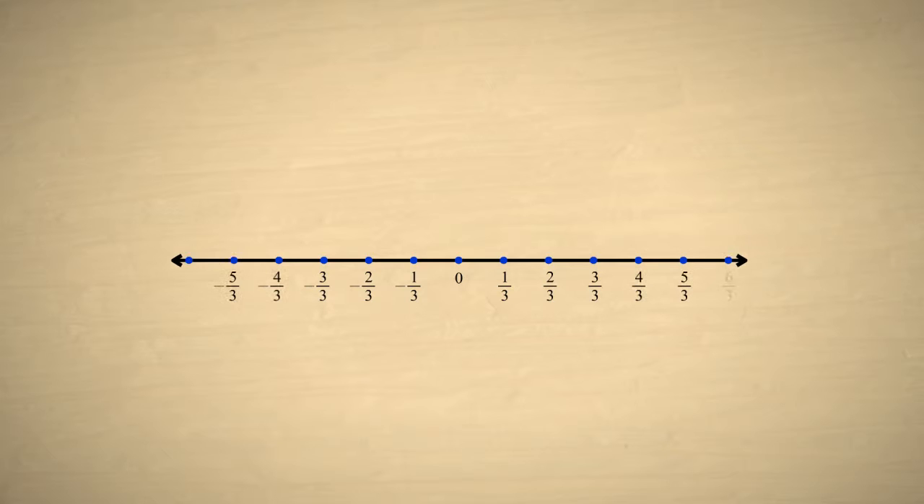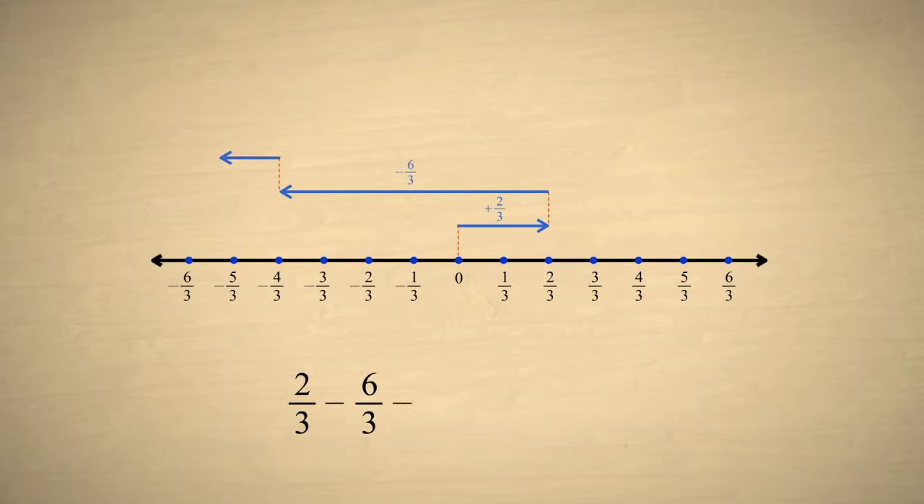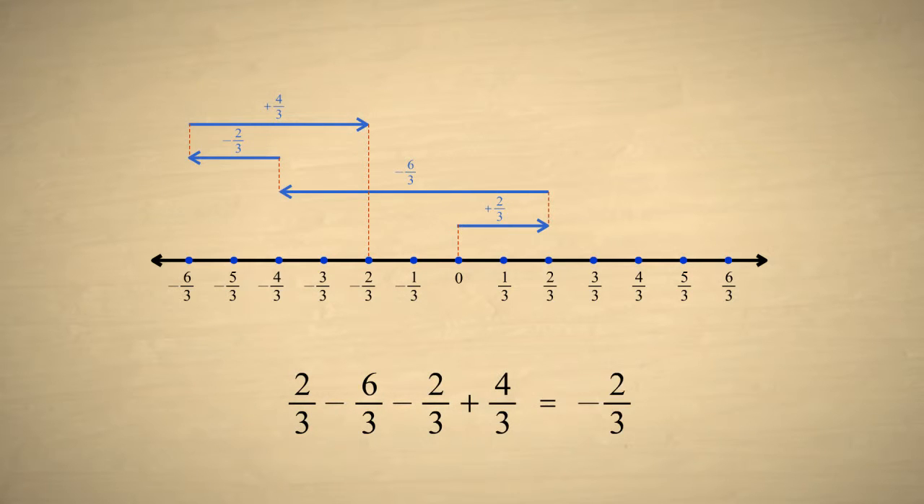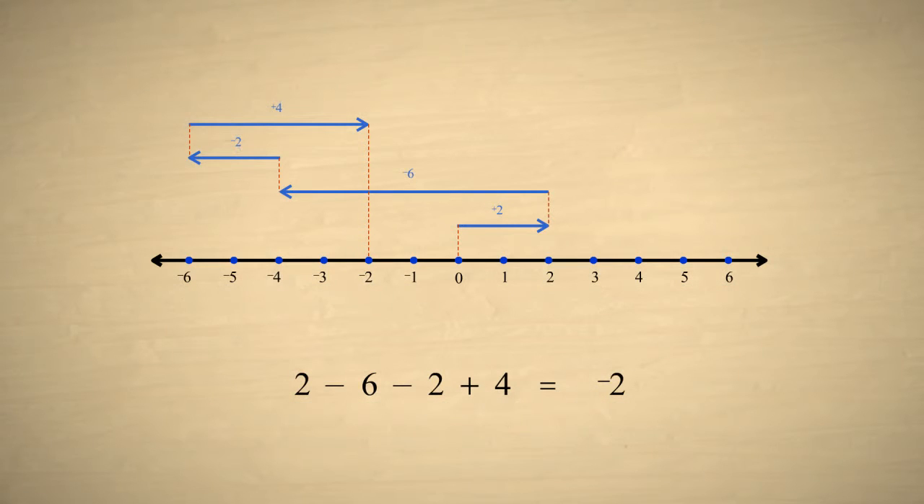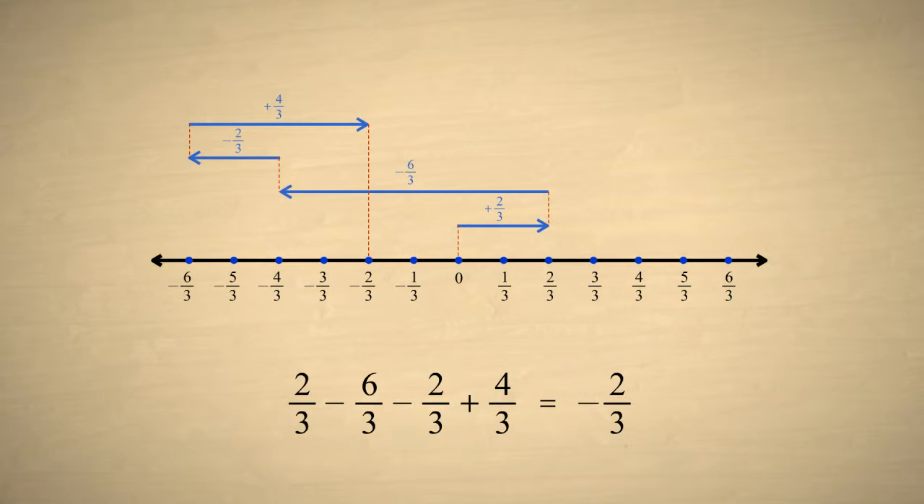For example, on the number line, adding the fractions 2/3 minus 6/3 minus 2/3 plus 4/3 looks a lot like adding the integers 2 minus 6 minus 2 plus 4. Except that each division represents 1/3 unit instead of one whole unit. This is why we simply add the numerators of each fraction, since the numerators specify the number of divisions in each fraction. Since the size of the division is not changed, the denominators are not affected.